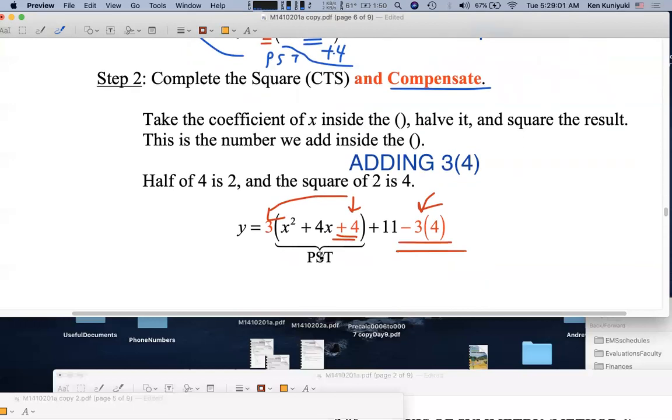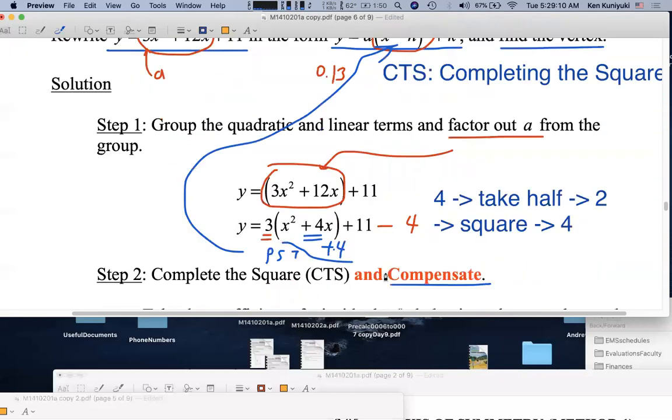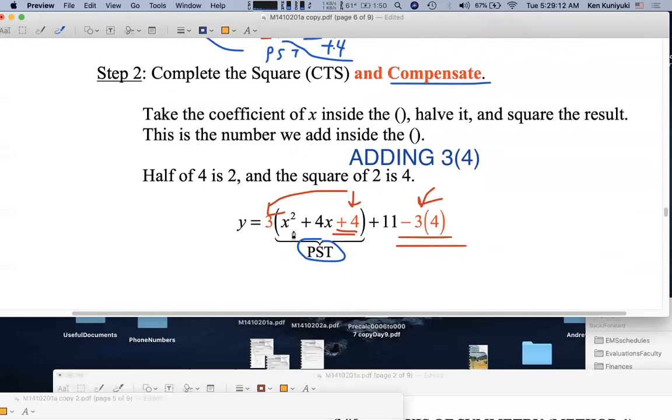So next, since we should have a PST here by now, we need to factor the PST so that it looks more like this, the square of a binomial. How do you factor this PST? x squared plus 4x plus 4. Well, it is the square of x, now that middle sign matters, plus 2. Basically half of that coefficient on x. So we get the square of x plus 2 over here. Over here, 11 minus 12 gets us a negative 1.